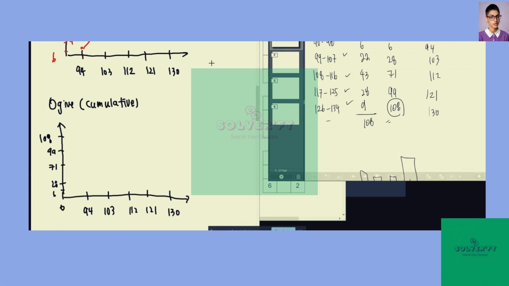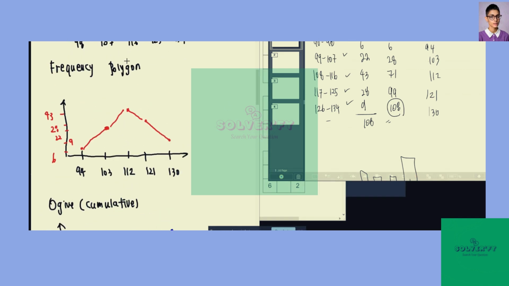All right, good. Now what do we do? I'm going to use blue this time. 94 is a 6, so plot. And 103 is 28, 112 is 71, 121 is 99, 130 is 108. And you just graph it, connect these points. As you can see, it's increasing, unlike your frequency polygon.